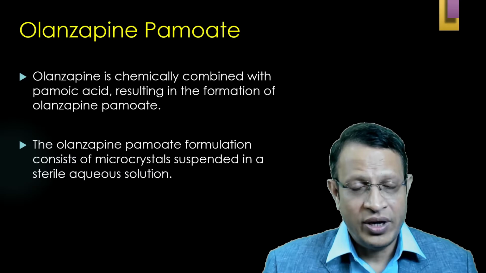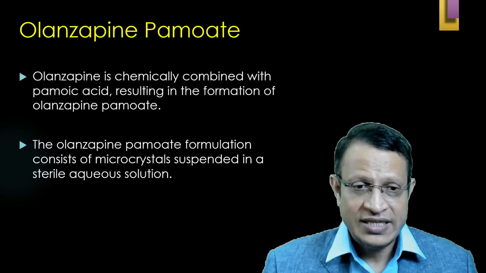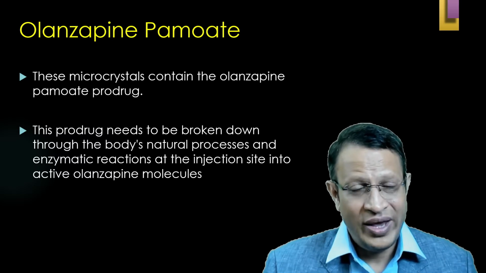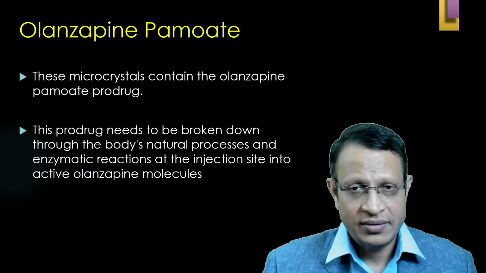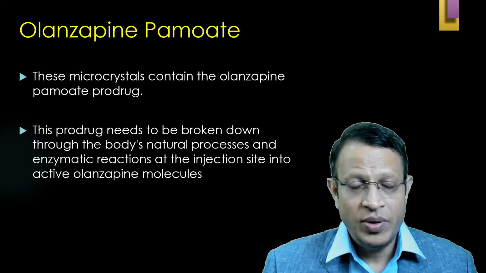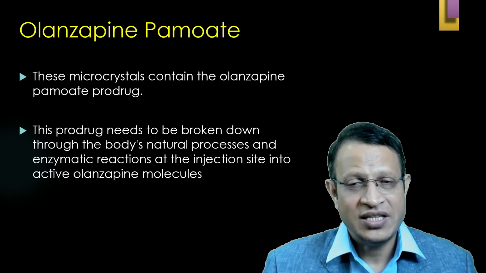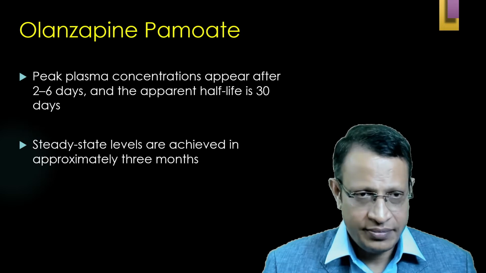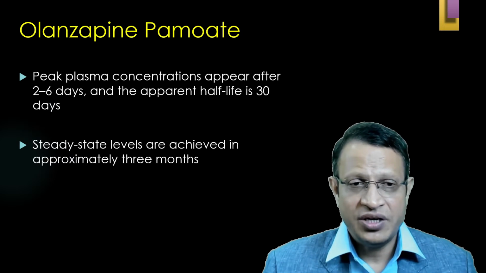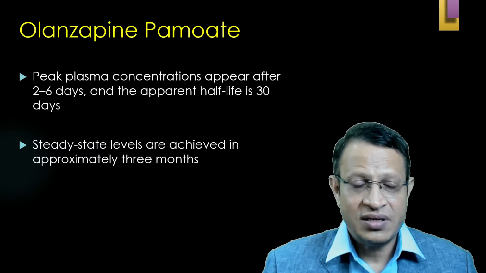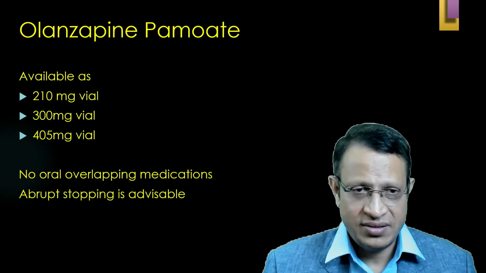This olanzapine pamoate has a microcrystal suspended in a sterile aqueous solution. These are the microcrystals where olanzapine is inside. These crystals need to be broken down through the enzymatic action of the body. Then, active olanzapine is released into the blood. Peak plasma concentration appears within 2 to 6 days. Apparent half-life is 30 days. Steady state levels are reached in approximately 3 months.